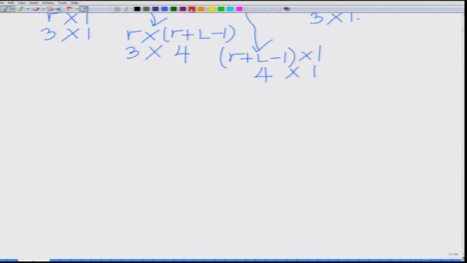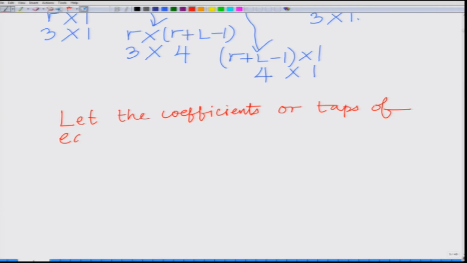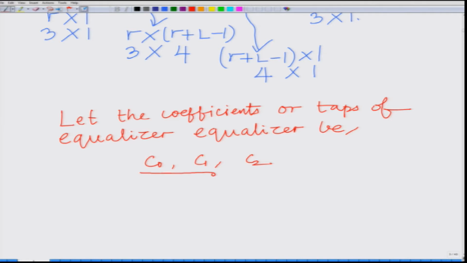And now let us design our R equal to 3 tap equalizer. We are going to design the 3 tap equalizer to remove the effect of intersymbol interference in this wireless channel, correct, and let us denote the 3 taps by the coefficients C0, C1, C2. So, now let the coefficients or taps of the equalizer be these; these are the 3 taps of the equalizer.